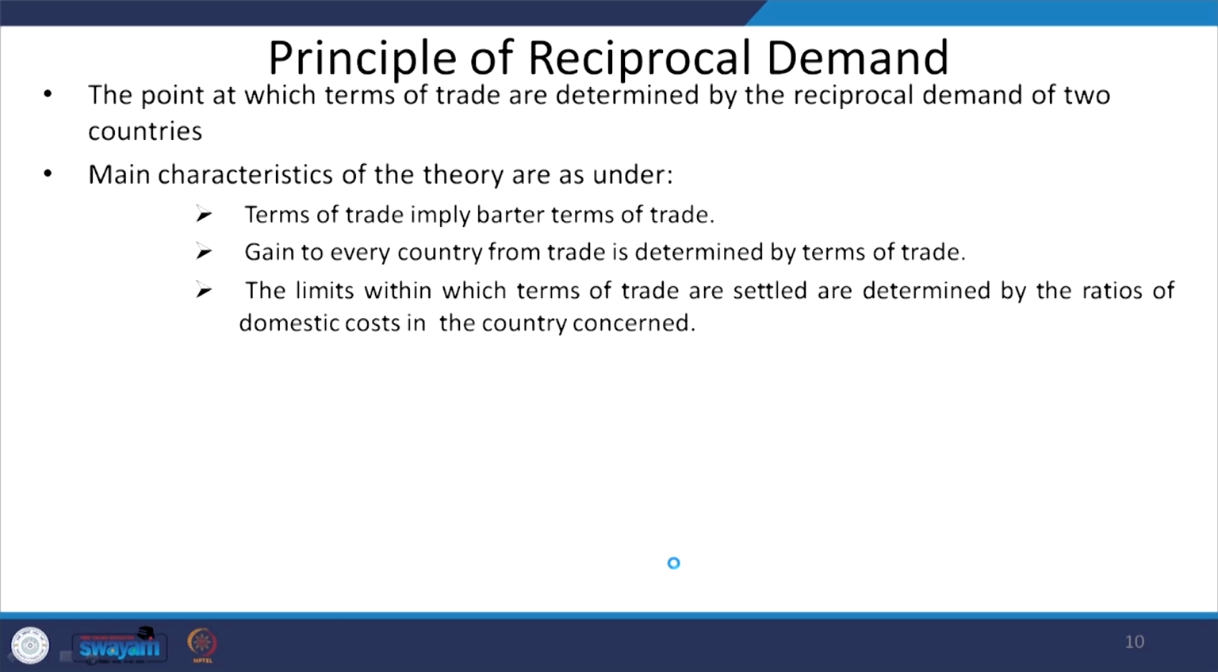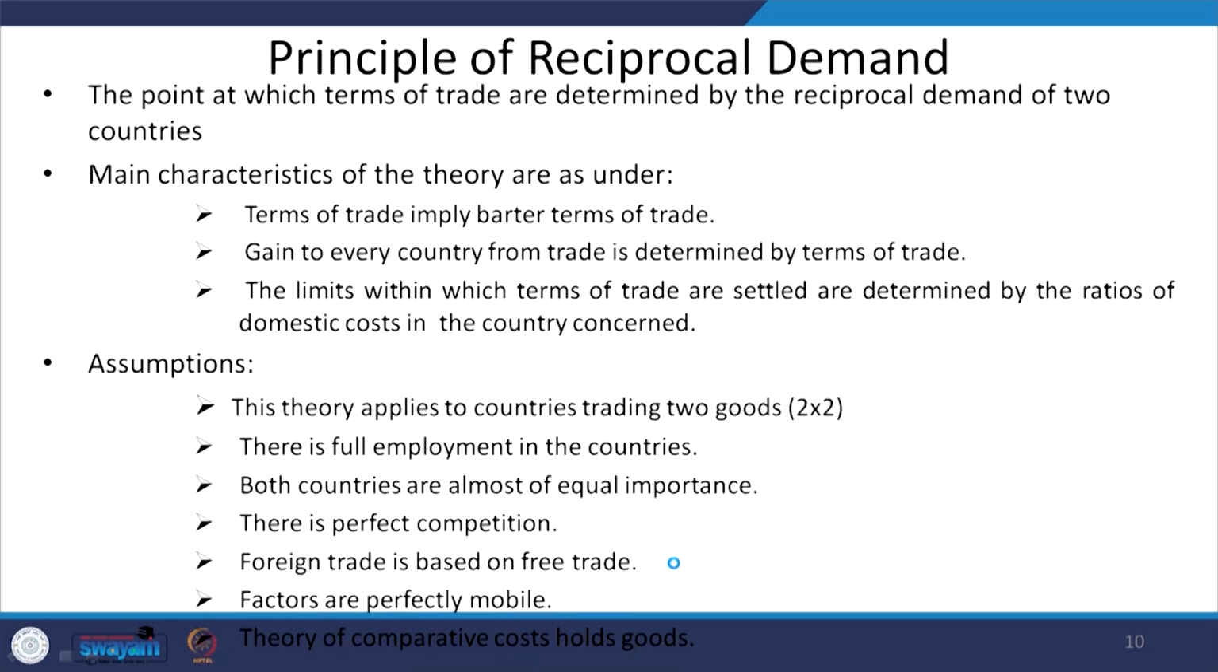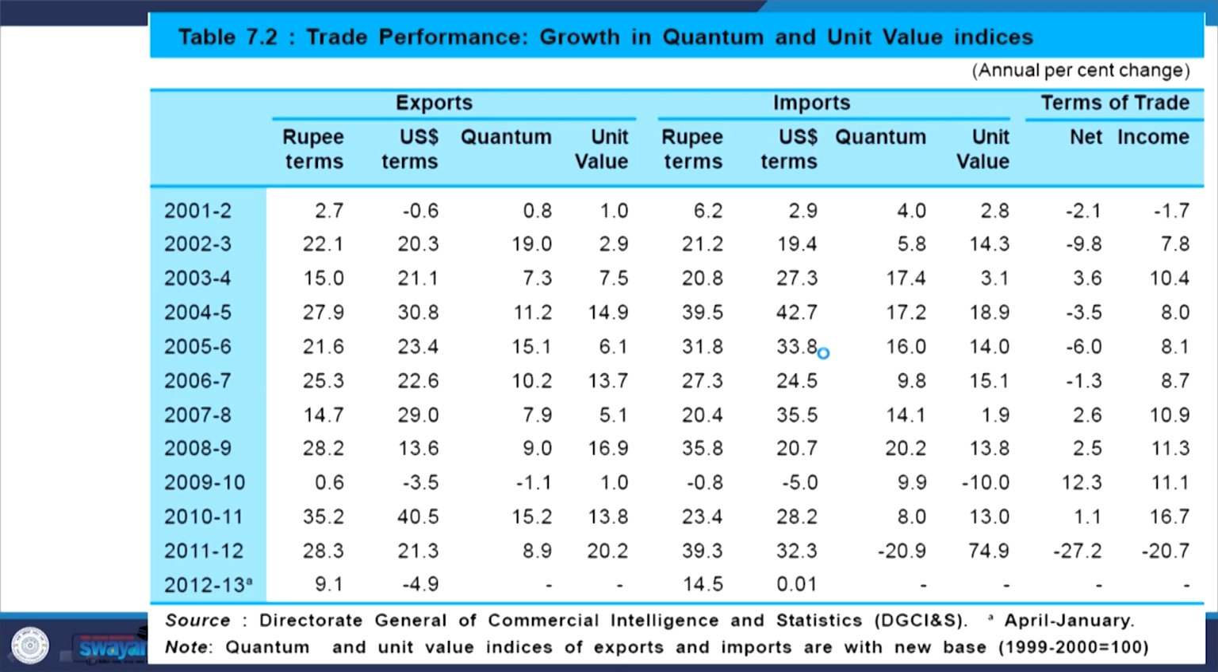So, we have already discussed these principles of reciprocal demand. We need not emphasize this further, because we discussed it earlier, though there are a lot of assumptions. Reciprocal demand and its elasticity we have already discussed. Now, this one also we have discussed, but let us emphasize again. So far as terms of trade are concerned, there are net terms of trade and income terms of trade. Net means net barter terms of trade.